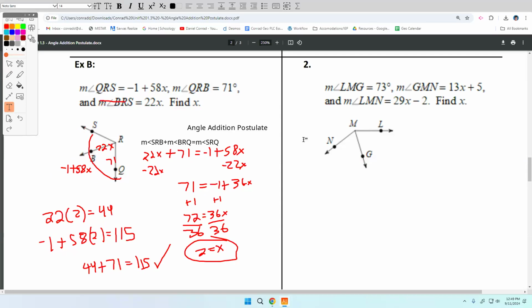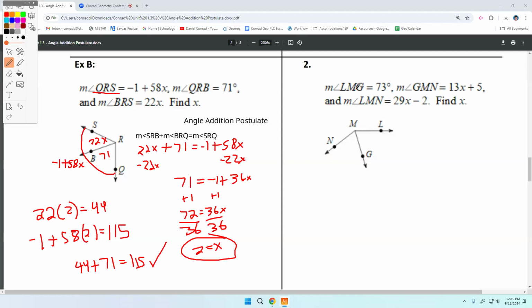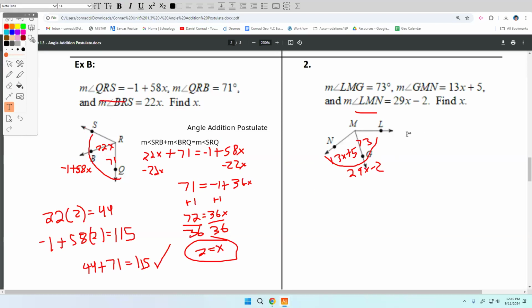All right, number 2, you're doing the same thing here, right? Let's fill our diagram in first. So again, measure of angle LMG is 73. Measure of angle GMN is 13x plus 5. And then the whole thing, LMN, is 29x minus 2. So we want to start by writing our equation out. We have the measure of angle NMG plus the measure of angle GML equals the whole thing, which is the measure of angle NML. So we have the first two small ones added together, give us the big one.